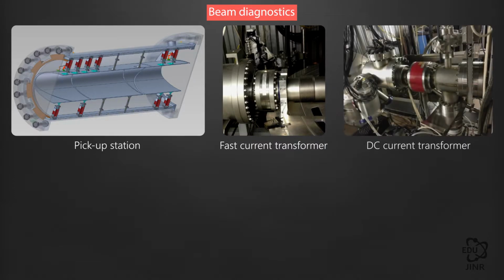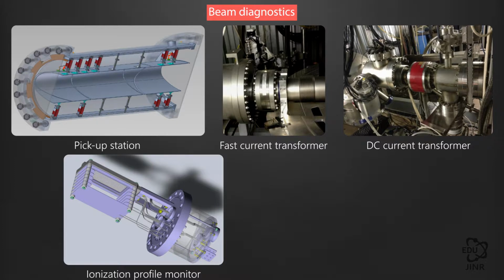To assess the beam profile, that is, the width and radius of the charged particle beam, profile monitors are used. A beam loss monitor is used for measuring the amount and position of beam losses.